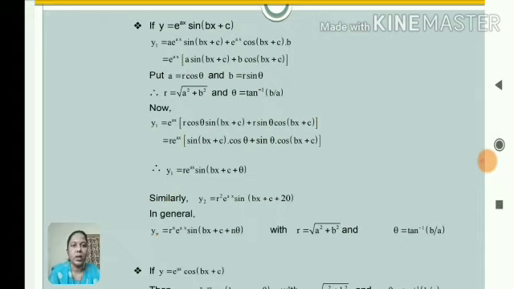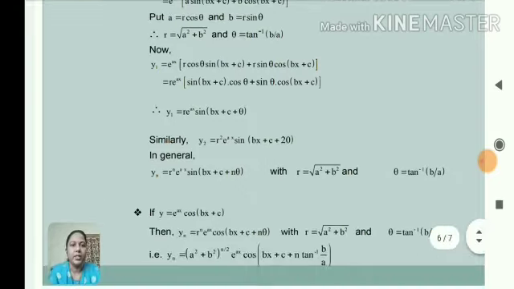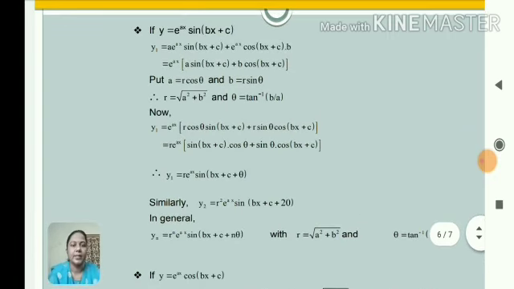Put a is equal to r cos theta and b equal to r sin theta. Therefore r is equal to under root a square plus b square and theta is tan inverse b upon a. So here we'll get y1 is equal to e raised to ax r cos theta sin(bx plus c) plus r sin theta cos(bx plus c), and it is equal to, we'll take r common, it is r into e raised to ax into sin(bx plus c) cos theta plus sin theta cos(bx plus c). So it is the formula of sin(bx plus c plus theta). So y1 is in fact r into e raised to ax sin(bx plus c plus theta).